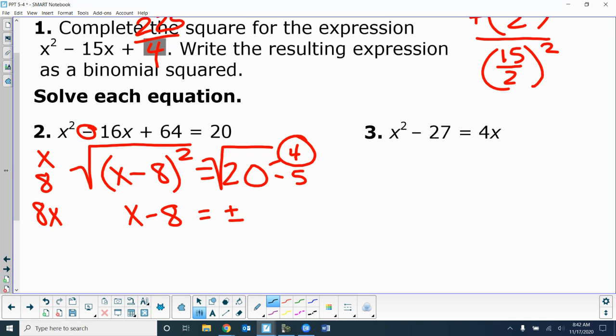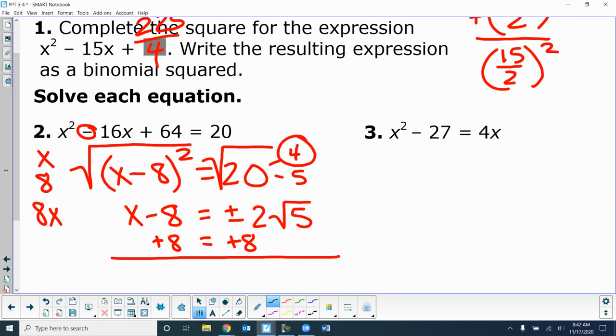What's the square root of 4? 2. So the 2 comes out front, and then the 5 stays under the radical sign. So we simplified the radical. Now to finish, remember, our goal when solving equations is to get x by itself, right? So I got to add the 8 to get x by itself. Again, I cannot add 8 to 2 radical 5. They're not like terms. So I just write 8 plus or minus 2 radical 5. And there's my answer, in simplest radical form.